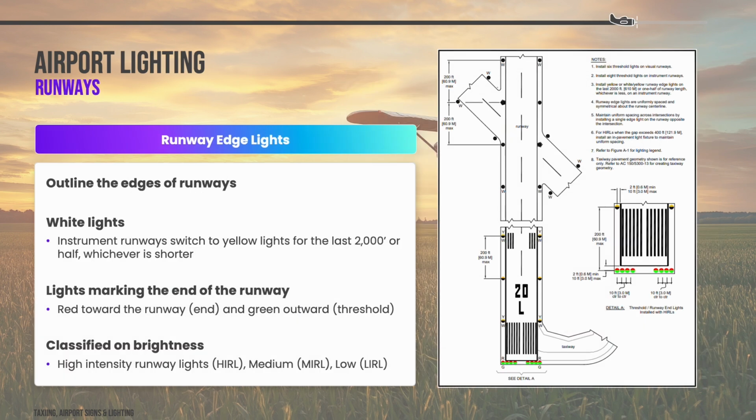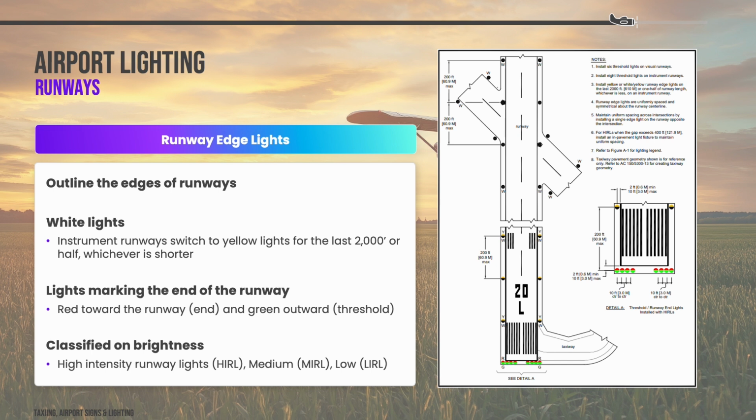So then the runway edge lights now, they outline the edge of the runways. Runways always have white lights. Instrument runways switch to yellow lights for the last 2,000 feet or half the runway length if it's shorter, whichever is shorter. The lights marking the end of the runway are red towards the runway and green toward the threshold. So it's green where the runway starts and it's red where the runway ends.